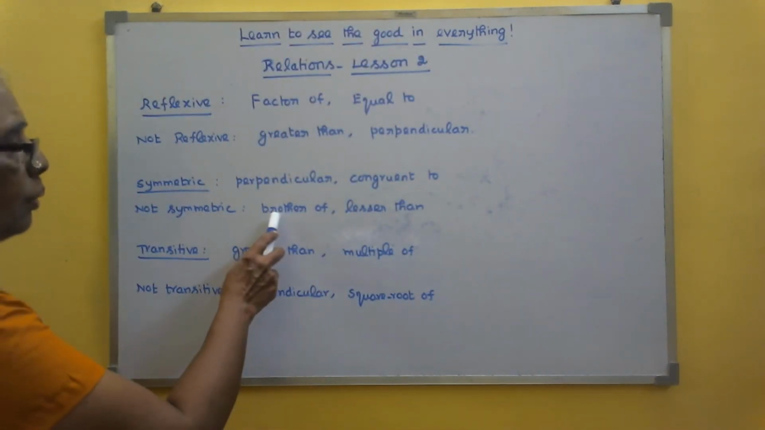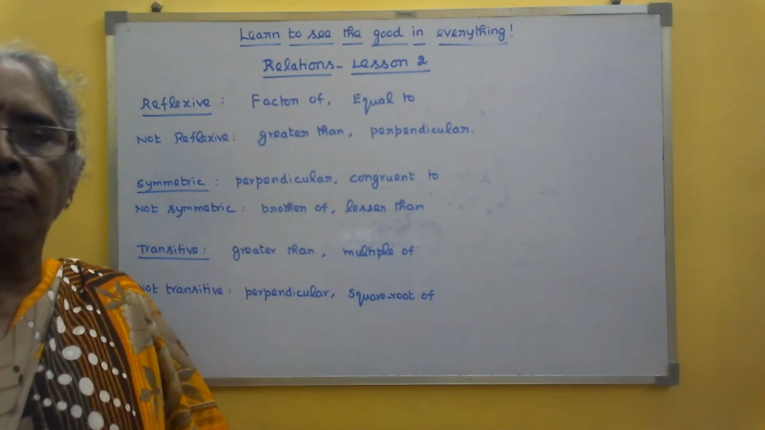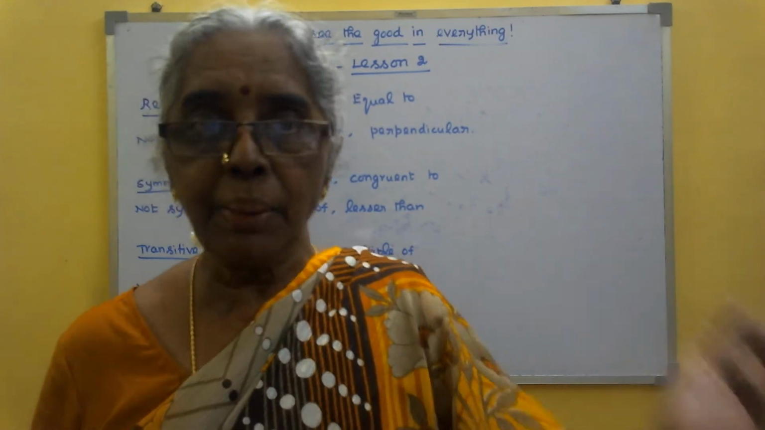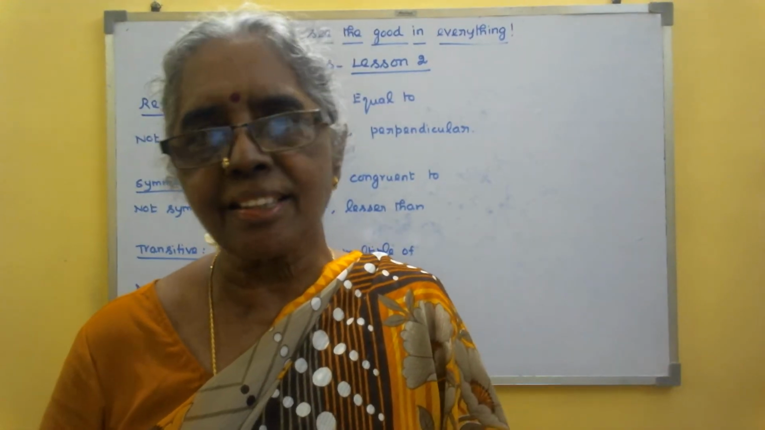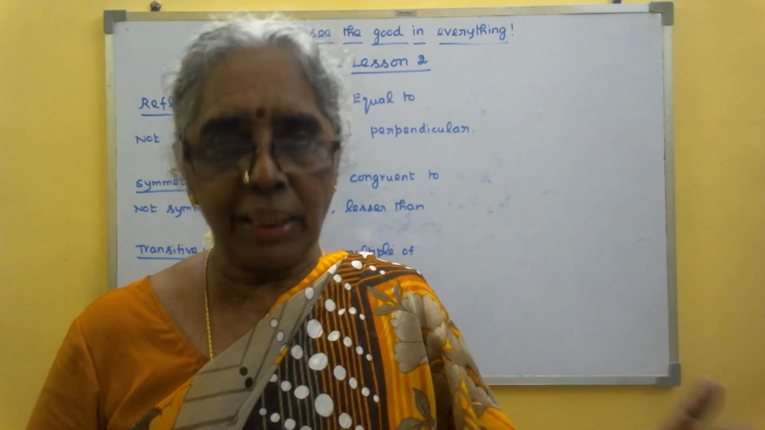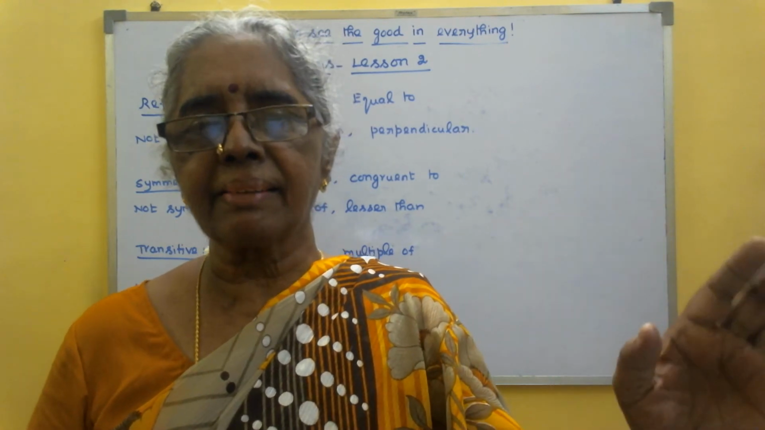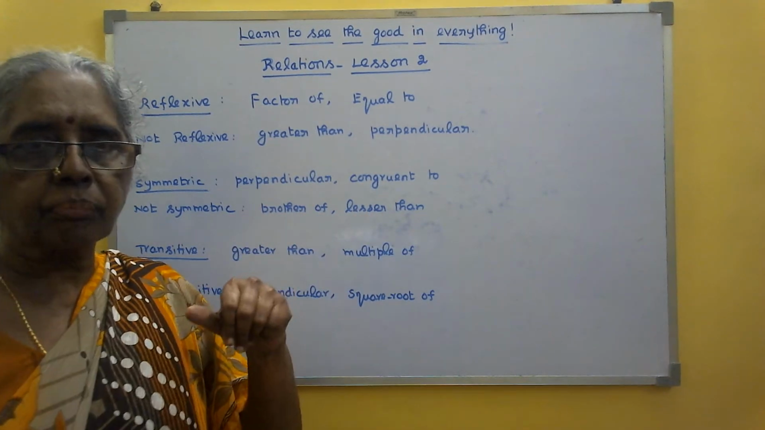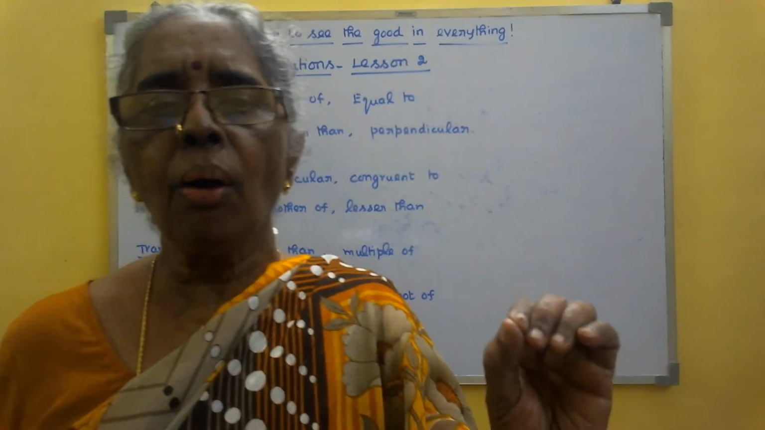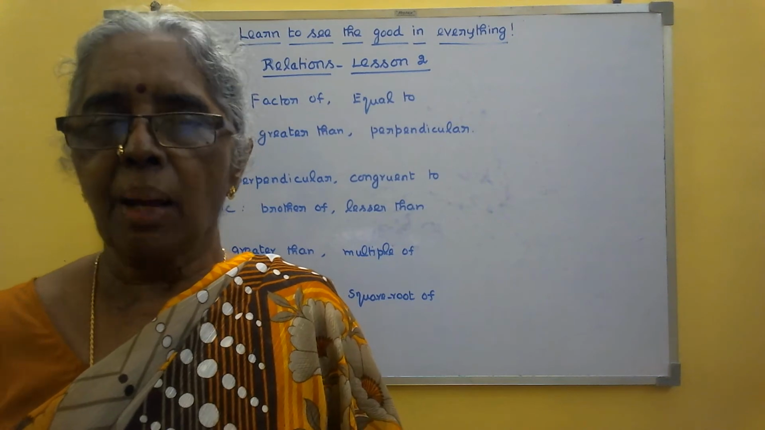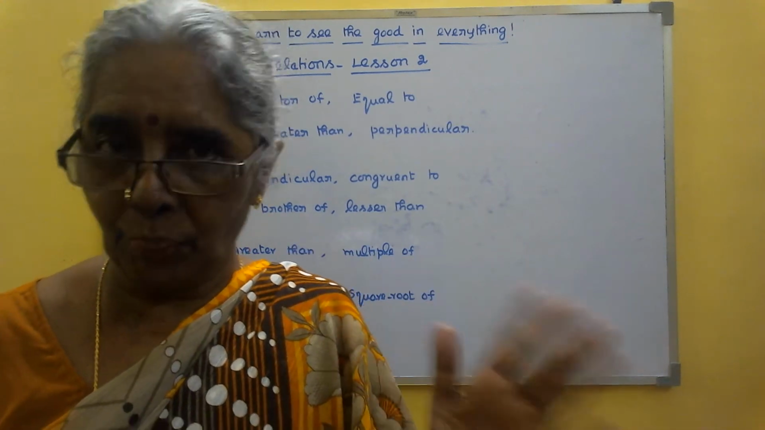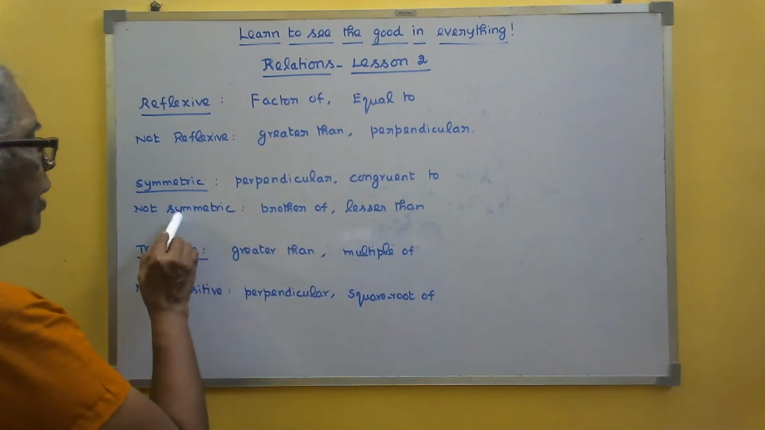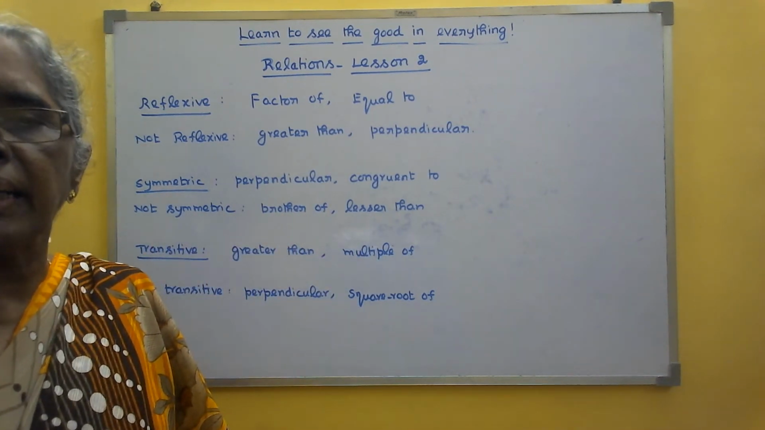Now, you consider the relation brother of. Supposing A is a brother of B. B can be a brother, but B can also be a sister, isn't it? So, if B is a sister, then in that case, the relation is not symmetric. You consider lesser than. You know, 4 is lesser than 6. But is 6 lesser than 4? No. So, lesser than and brother of, they are examples of not symmetric relations.